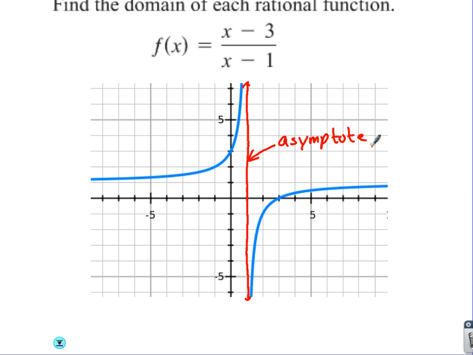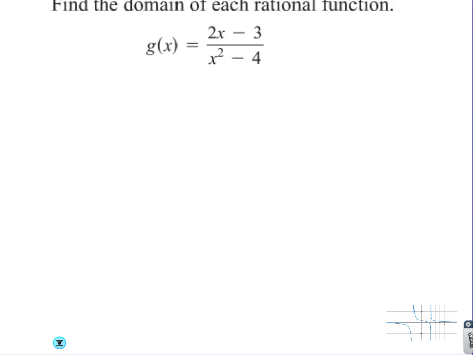Your graph, as it approaches an asymptote line, is going to get closer and closer, but it's never going to actually cross or touch that asymptote line. So that's the first thing we're going to find: we're going to start looking for asymptote lines. And I'm going to teach you how you can look at a function and tell whether there's going to be an asymptote line there. Here we go.